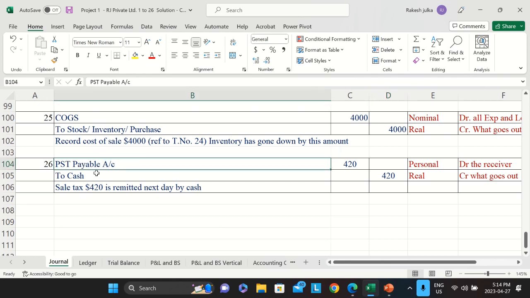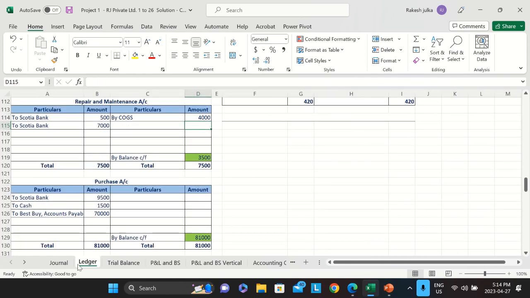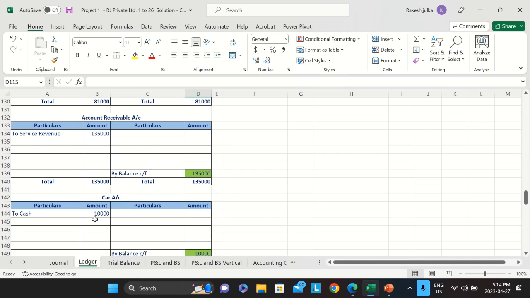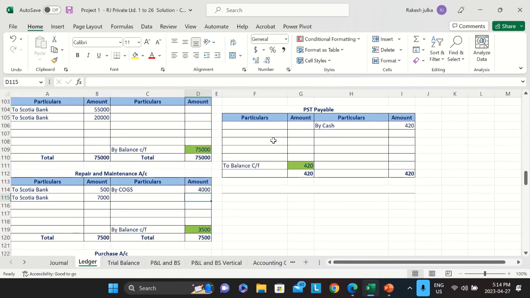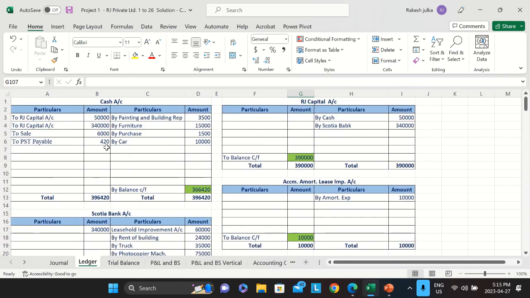So next, this is the last one, PST payable to cash. PST payable is the liability, so it should be here. PST payable to cash. So it means like $400 that was due, but now $400 that is paid. 420, right? So zero is the balance here. So PST to cash. In cash, we will write it by PST. So that will be here 420.